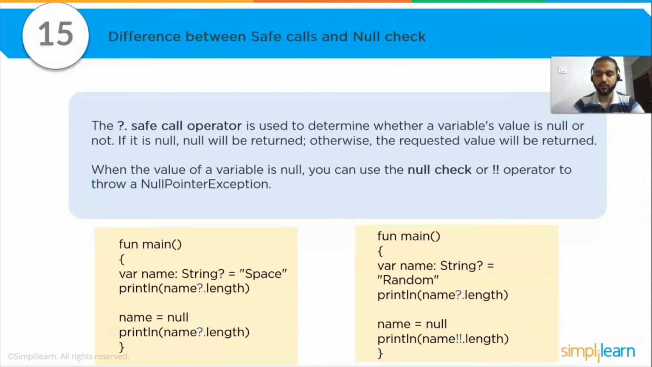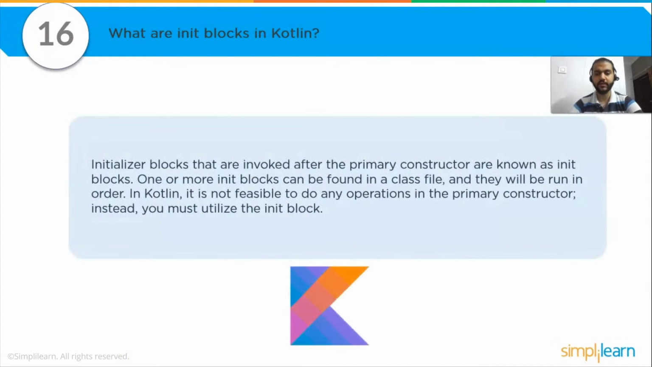Now, coming to the 16th question, which is what are init blocks in Kotlin? Initializer blocks that are invoked after the primary constructor are known as init blocks. One or more init blocks can be found in a class file, and they will be run in order. In Kotlin, it is not feasible to do any operations in the primary constructor. Instead, you must utilize the init block. So this is the init blocks in Kotlin.